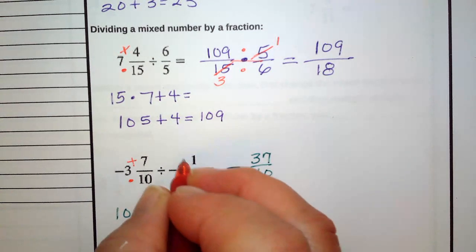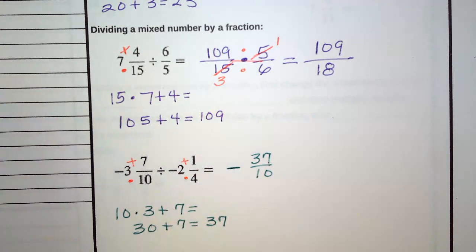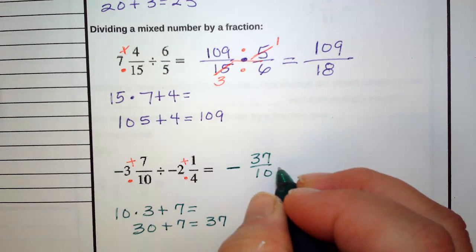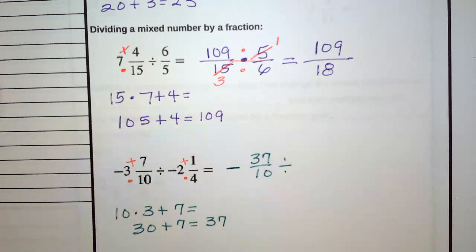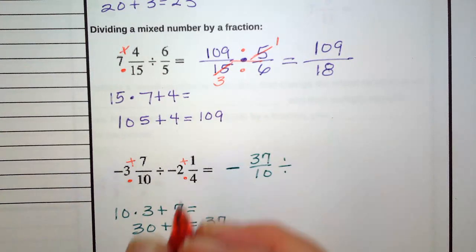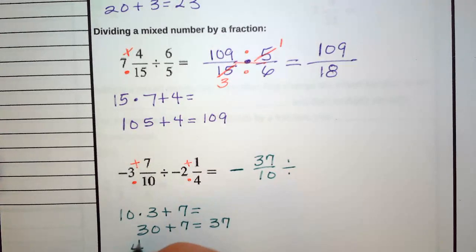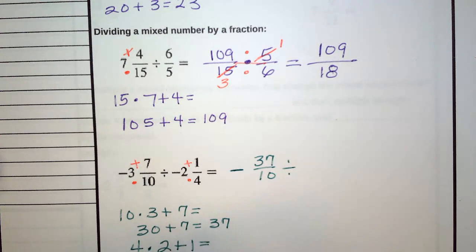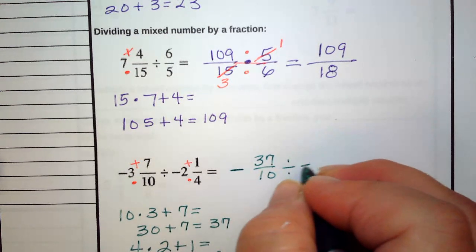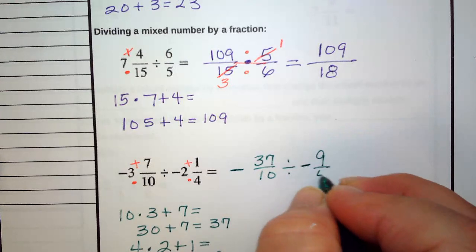First I multiply and then I add. And this is going to be divide by. I'm going to keep it till I get everything converted and then I'll flip the fraction. We've got 4 times 2 plus 1 gives me 8 plus 1, which is 9. Divide by negative 9 over 4.